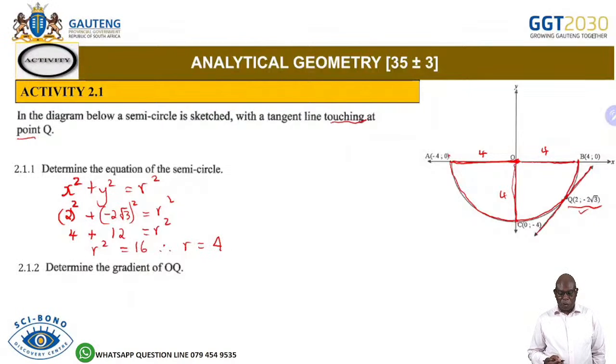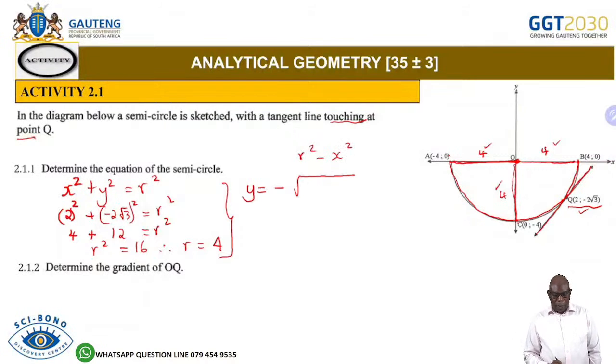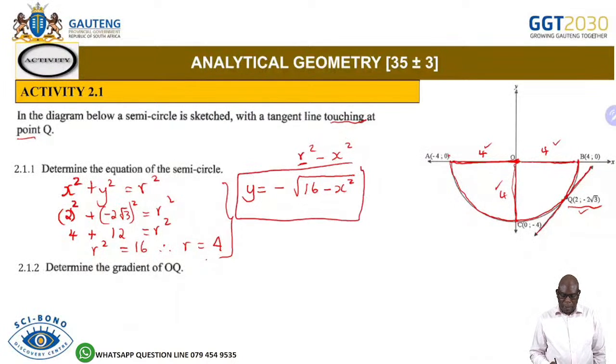So I have the r squared. You can see I still get the same answer as the one that I got before. So now, how am I going to get the equation of the semicircle? Remember, it is below the x-axis, so it must be minus. We need to write the square root, so it's r squared minus x squared. I know my r is 4. If it's squared, it becomes 16. Remember, I'm writing an equation, so it must be x and y.